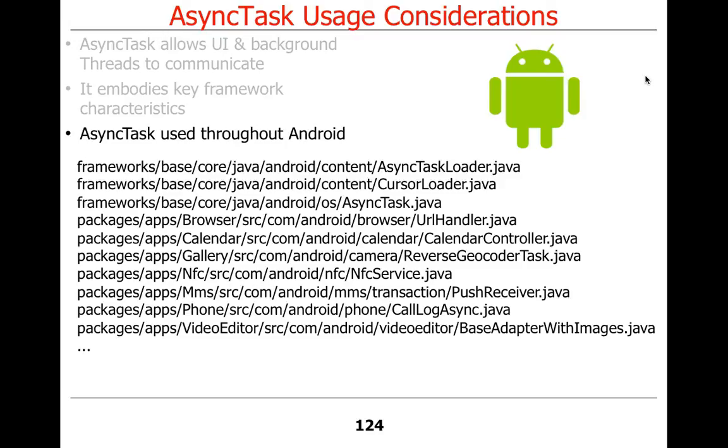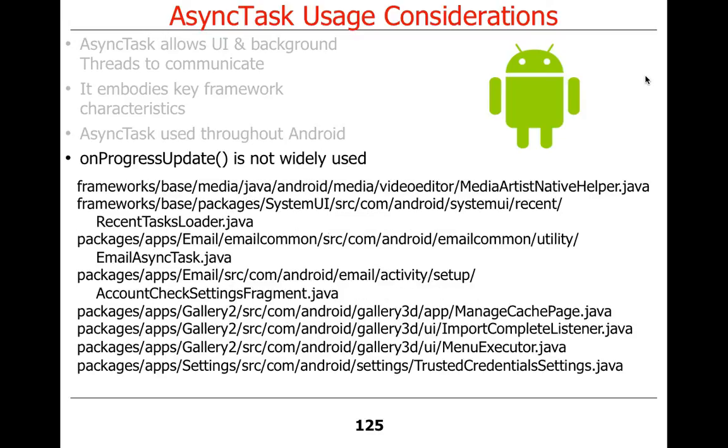And oddly enough, even though AsyncTask is used all over the place, onProgressUpdate is hardly used at all. These are like the only places it gets used. So it's just not as useful a thing. OK, any questions about any of that stuff?